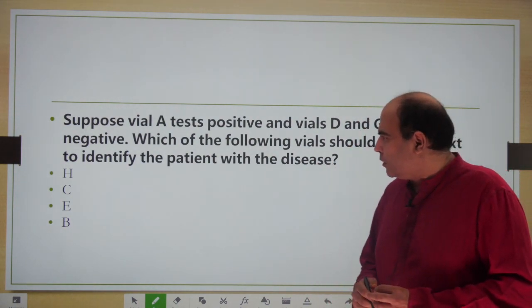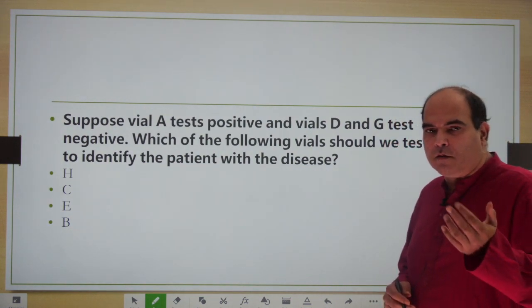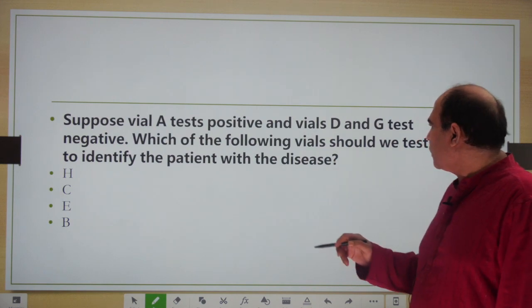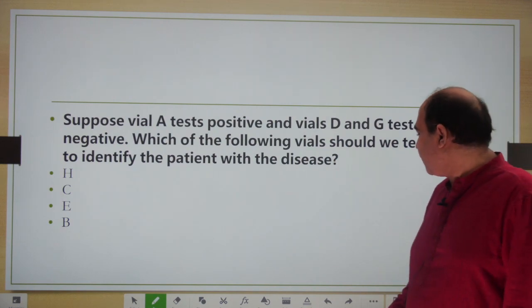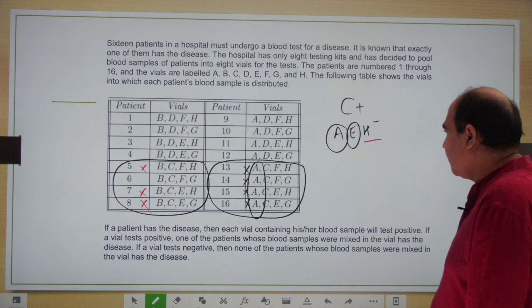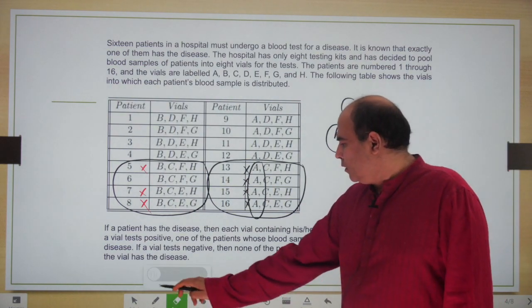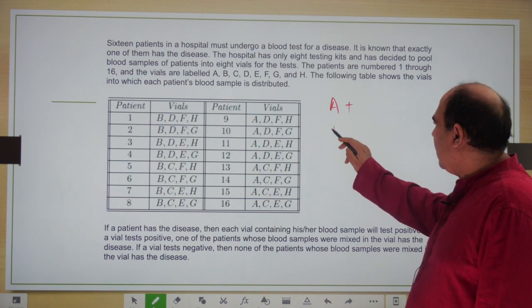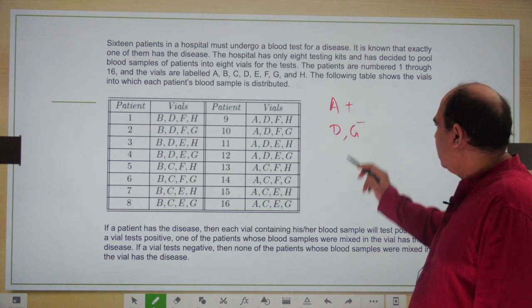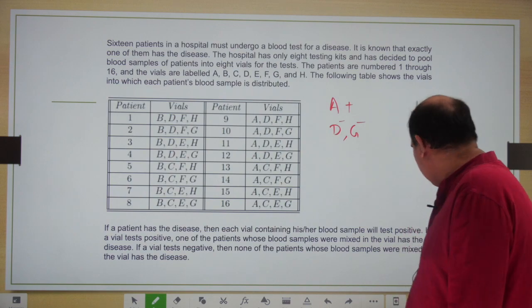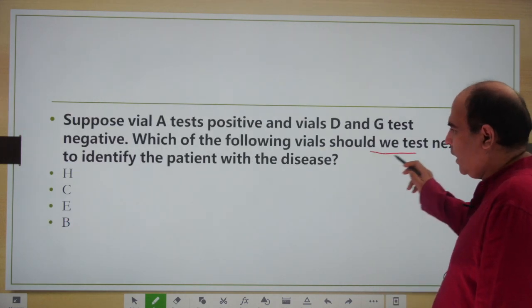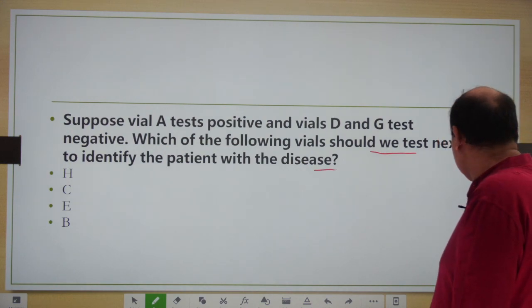Let's look at the next question, and you try to do it yourself before you see my solution. Suppose A tests positive and D and G test negative. Okay, let's take out the information first. Which of the following vials should we test next to identify the patient with the disease?